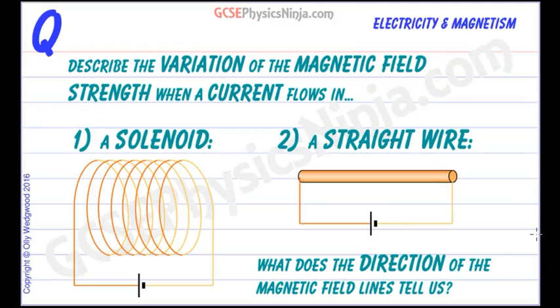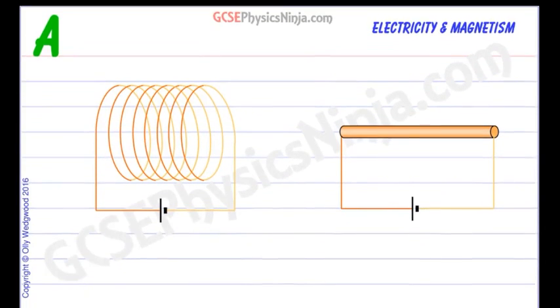Describe the variation of the magnetic field strength when a current flows in a solenoid or a straight wire. And what does the direction of the magnetic field lines tell us? To answer this flashcard, we need to first sketch the pattern of magnetic field lines that are created when you pass a current through a solenoid or pass a current through a straight wire. Let's take a look at that to begin with.